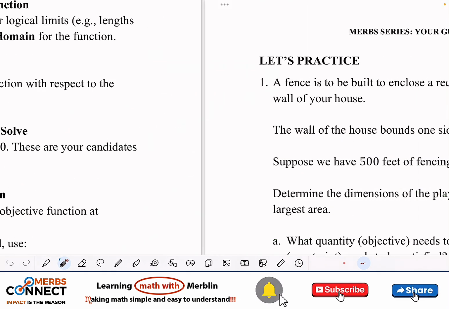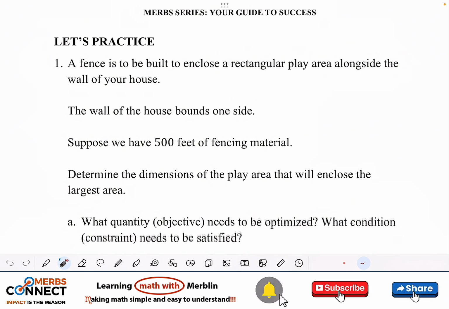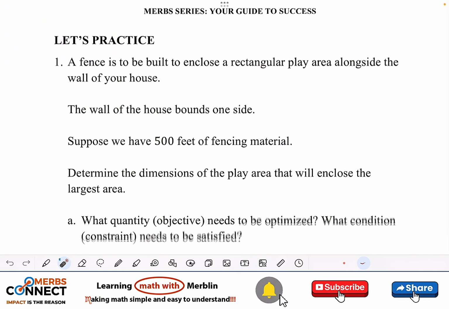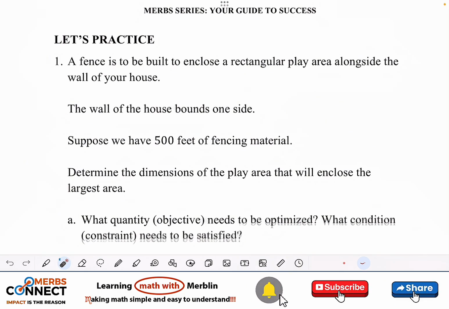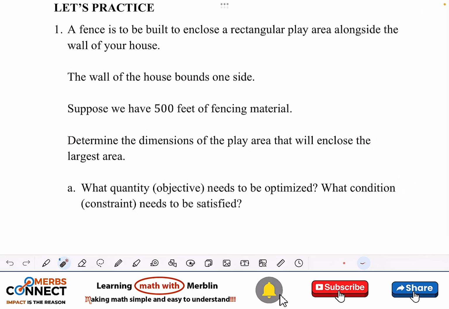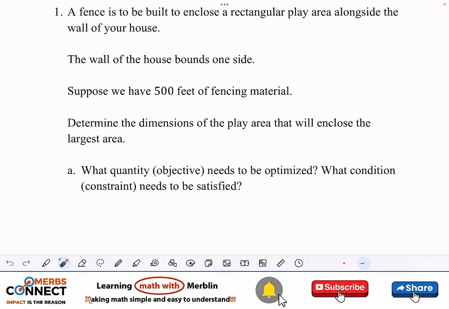So let's take an example so that we can go through the process and see what we are learning here. Let me read this. A fence is to be built to enclose a rectangular play area alongside the wall of your house. So the clear picture is coming. The wall of the house bounds one side. As soon as I hear that, it means that one side of the fence is going to be bounded, right? Now suppose we have 500 feet of fencing material. Determine the dimensions of the play area that will enclose the largest area.